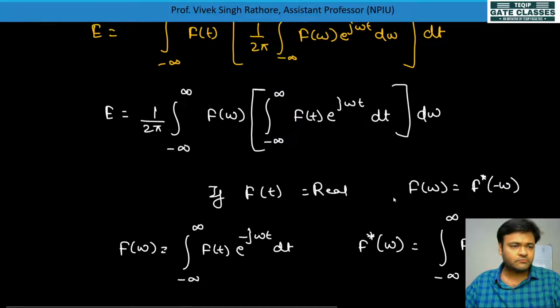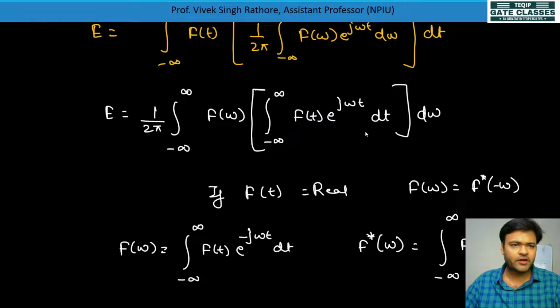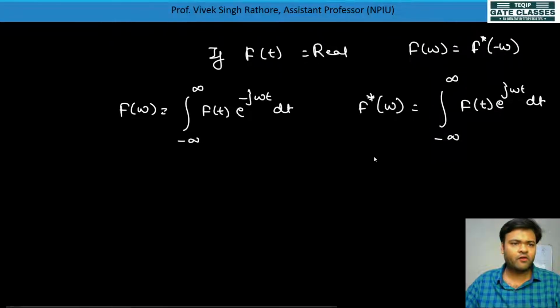And see, what you can see: in this equation, where my mouse is, the integral from minus infinity to infinity of f of t e to the power j omega t can be replaced by F star of omega.